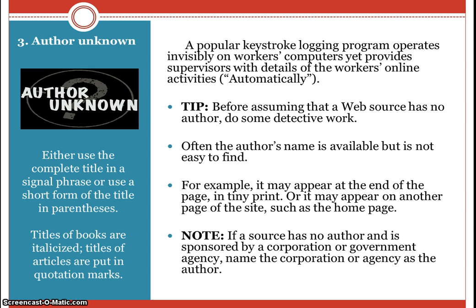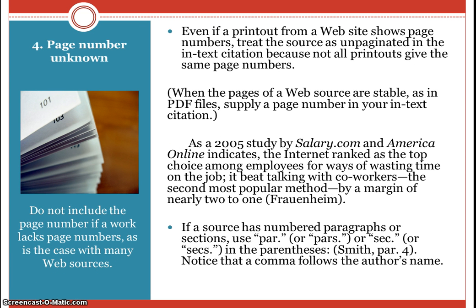Tip: before assuming that a web source has no author, do some detective work. Often the author's name is available but is not easy to find. For example, it may appear at the end of the page in tiny print, or it may appear on another page of the site, such as the home page. Note: if a source has no author and is sponsored by a corporation or government agency, name the corporation or agency as the author. Number 4, page number unknown.